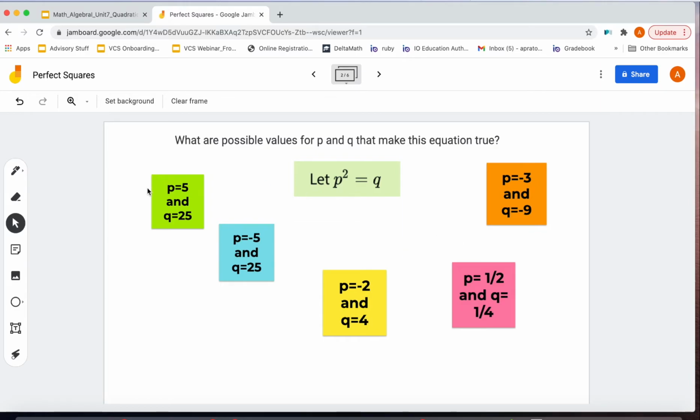P equals 5 and q equals 25, and p equals -5 and q equals 25. How does q equal the same thing, but p is different? Well, we know a positive times a positive always equals a positive, and a negative times a negative always equals a positive. So p can have two different values to give me the same q. I can have two different inputs that give me the same output.